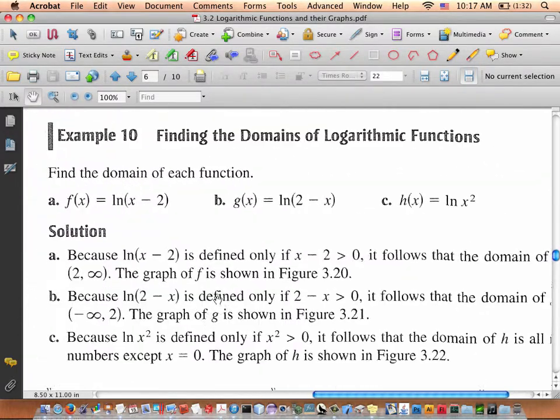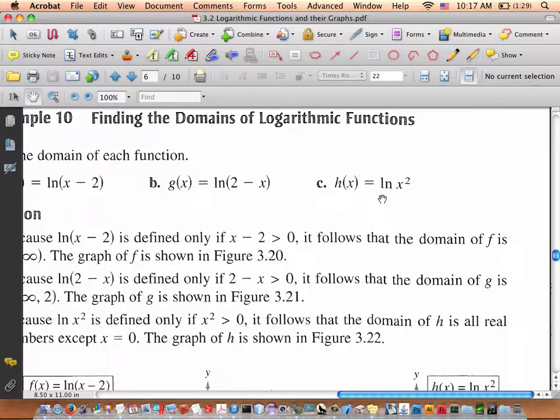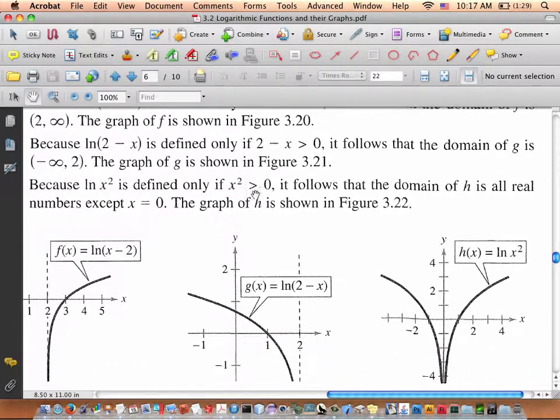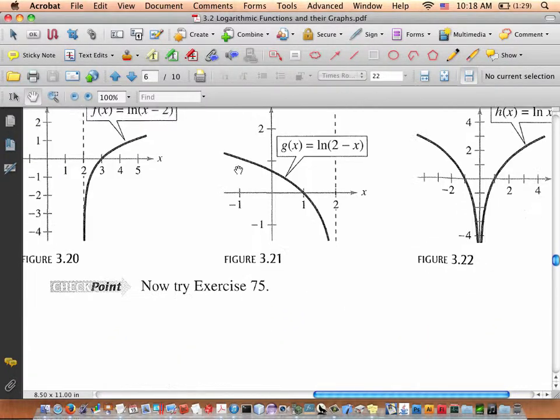And then the last one, what is the argument of this logarithm here? x squared. So you take x squared and make it greater than 0. Well, that happens in a lot of places. As a matter of fact, there's only one place where x squared is not greater than 0, at 0 itself. So the domain of this function is all reals except the number 0 itself. So this is a double reflected function right here. It goes like that.